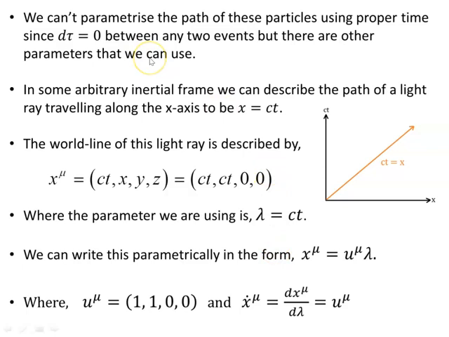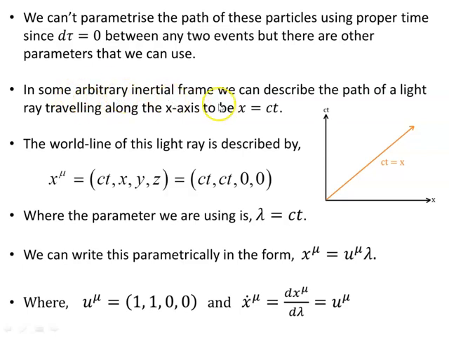All right. Now, we can't parameterize the path of these particles using proper time since dτ is 0 between any two events on the world line of the photon or other particle. But there are other parameters we can use. In some arbitrary inertial frame, let's have a look at an example of one.